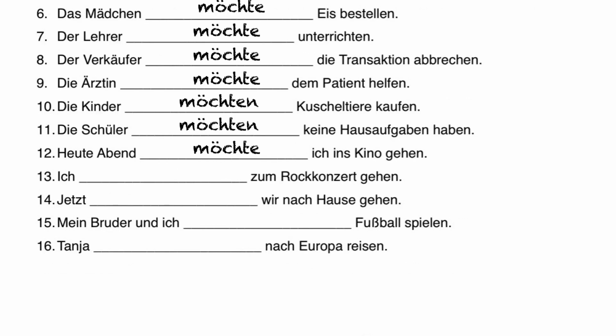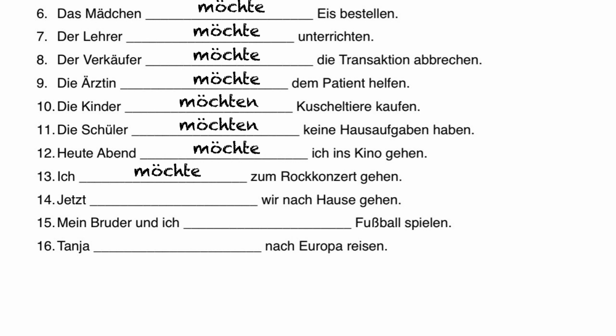Nummer 13. Ich again is in this sentence, and therefore we have to use that as the subject. So we say, ich möchte zum Rockkonzert gehen. I would like to go to the rock concert. Nummer 14. Jetzt something wir nach Hause gehen.